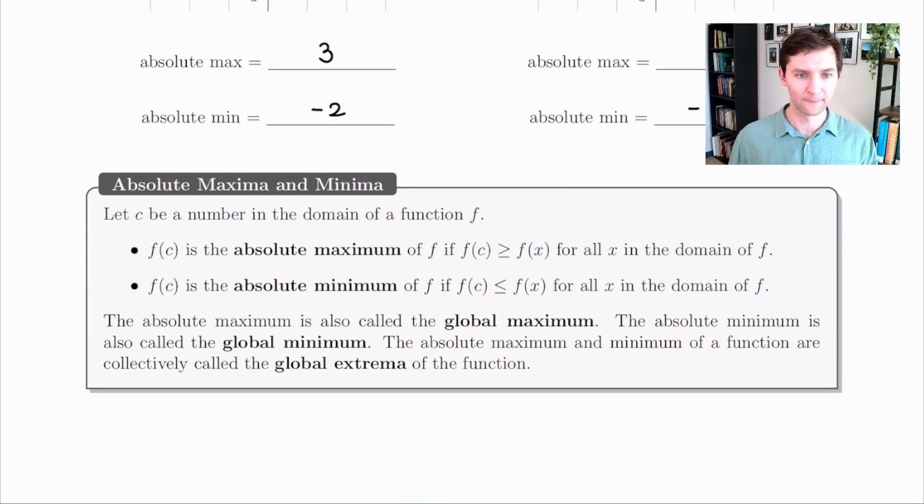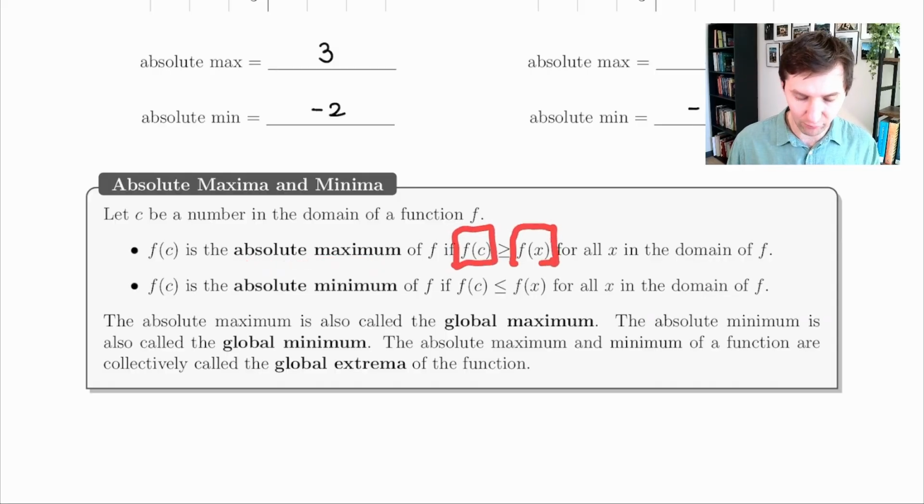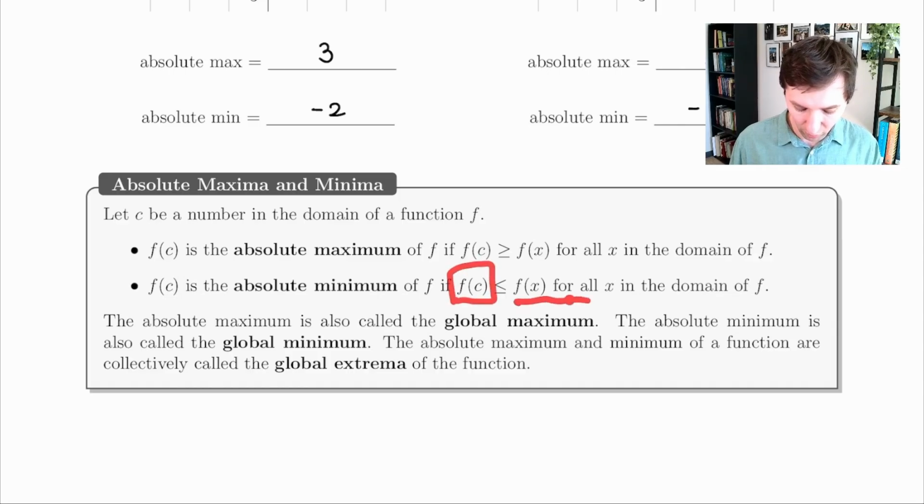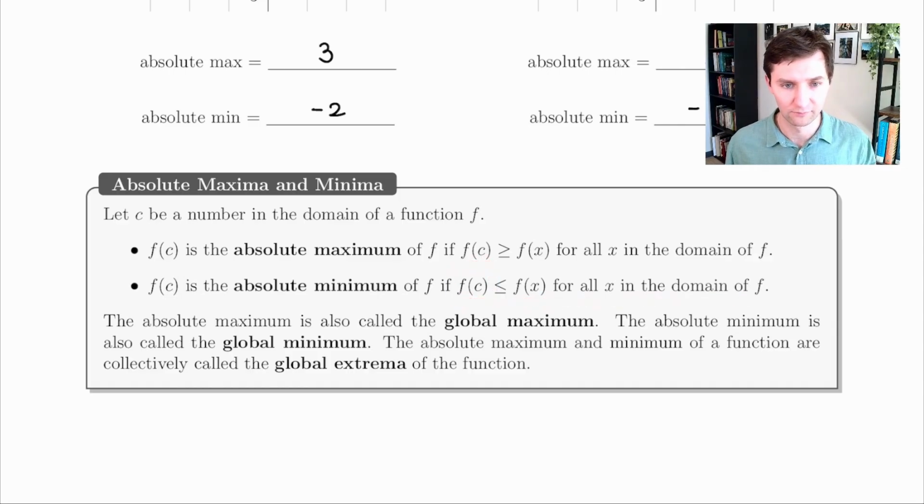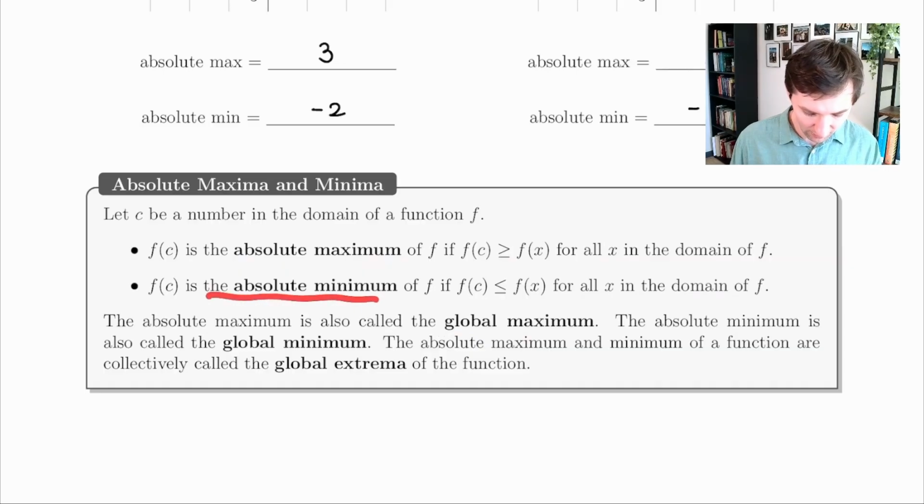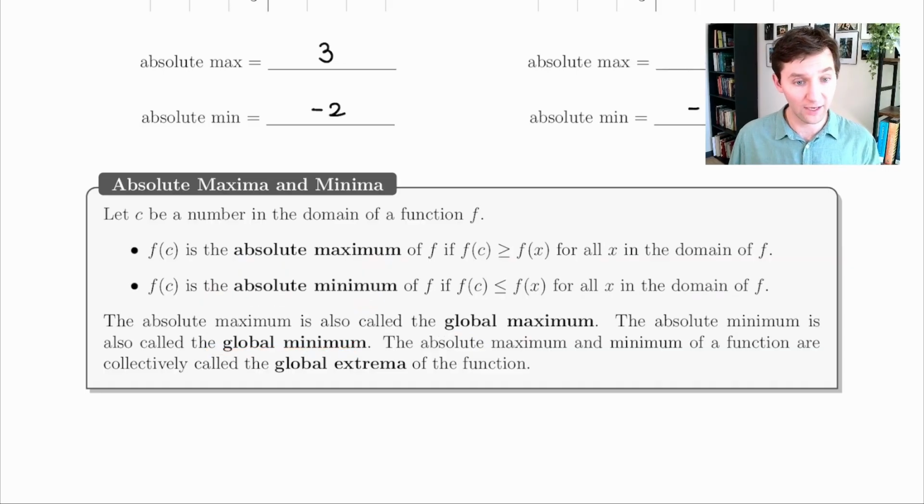More formally, the absolute maximum of a function is a value that is the largest out of all possible values of the function. And the absolute minimum is the smallest value out of all the possible values of the function. We sometimes call the absolute maximum the global maximum. And we sometimes call the absolute minimum the global minimum. Collectively, the global maximum and minimum are called global extrema or absolute extrema of the function.